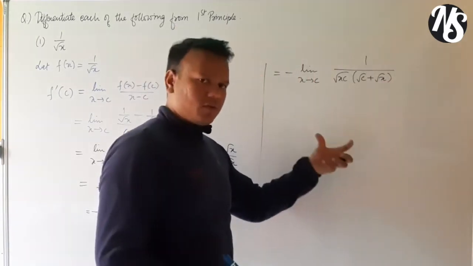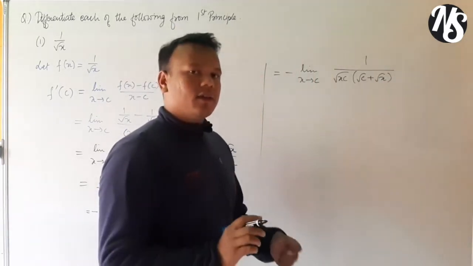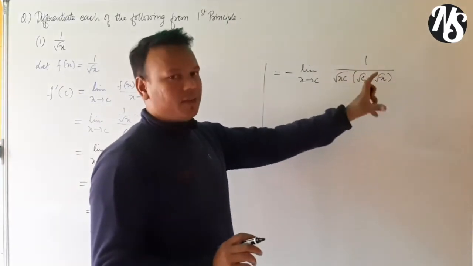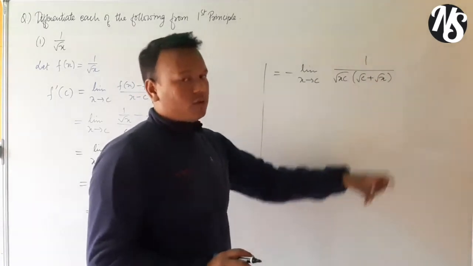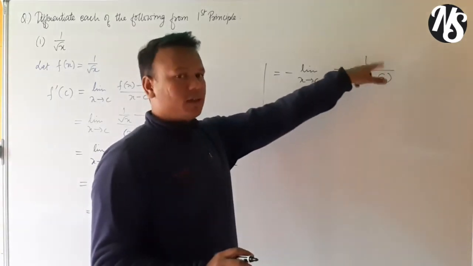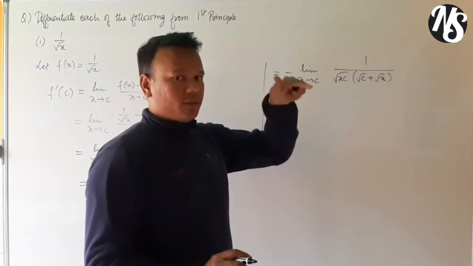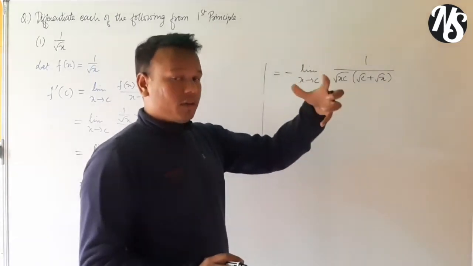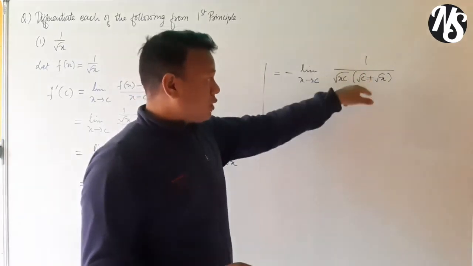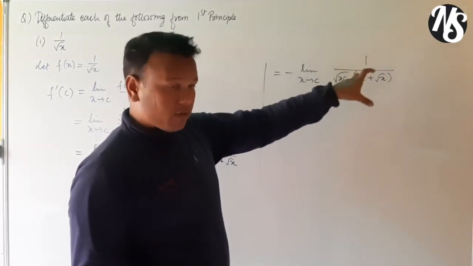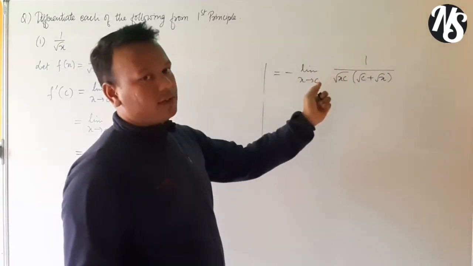Now can we substitute the value of x to be c? Yes, because we don't have any problem here. Like we don't get 0 by 0, infinity by infinity forms and all. We don't get any indeterminate form, right? We call 0 by 0, infinity by infinity, all of them by the name indeterminate form. So since it is not in indeterminate form, you can directly substitute the value of x to be c.